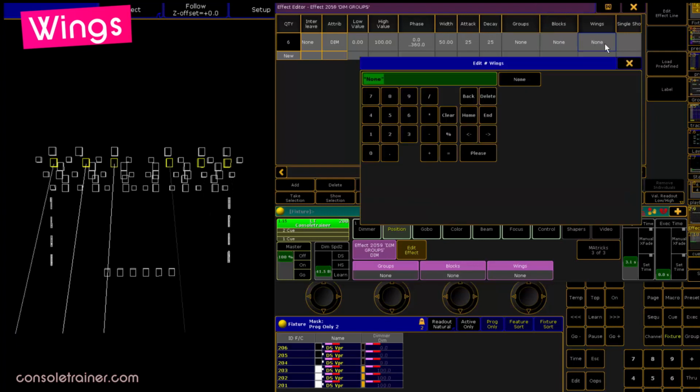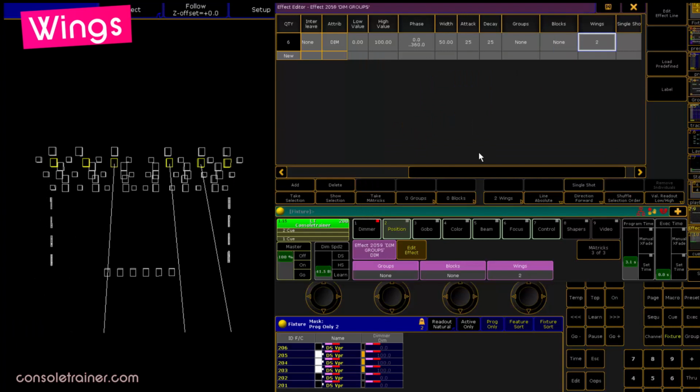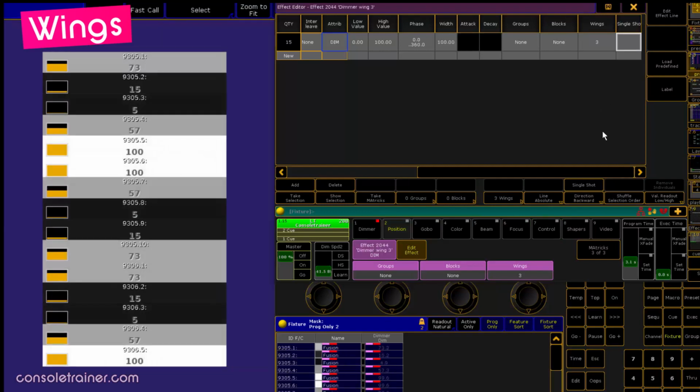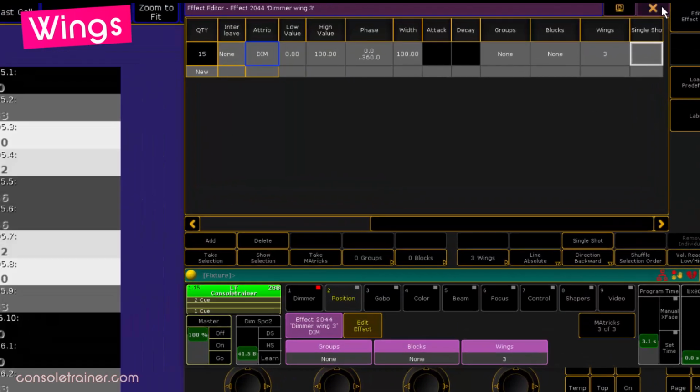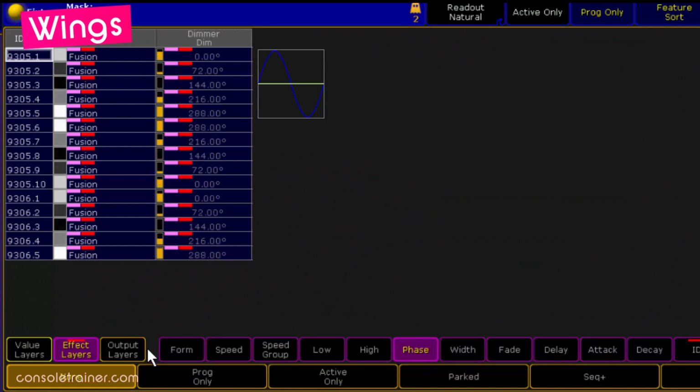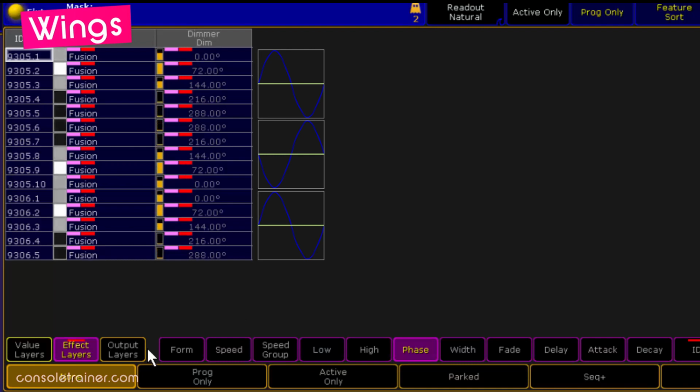For example, a wing of 2 is dividing our lights into 2 groups and flipping the direction of the waveform for our second group. The result makes our effect look symmetrical. A wing of 3 would divide our selection into 3 groups. Let's take a look at this effect with 15 lights. The first 5 runs our waveform forward, the second runs it in reverse, and the third runs it forward again. It's not symmetrical, but you can see how the pattern is taking shape.